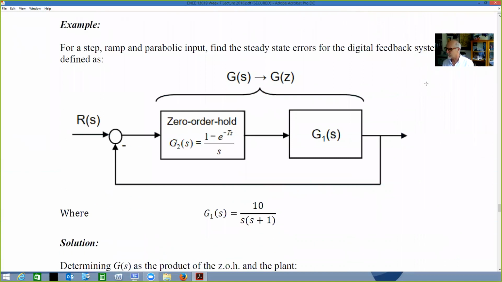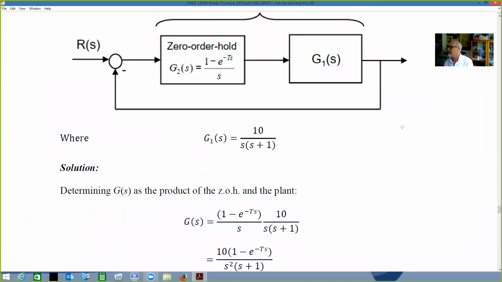For a step, ramp, and parabolic input, find the steady state errors for the digital feedback system defined as follows. As always, the configuration is that you have a 0 order hold cascading with that smaller function G1 of S. In this case, G1 of S is equal to 10 divided by S into S plus 1.